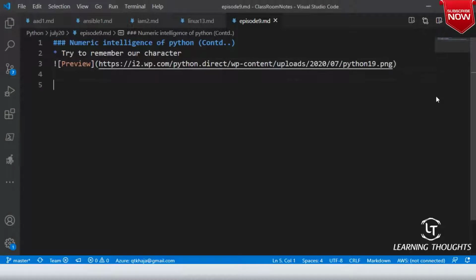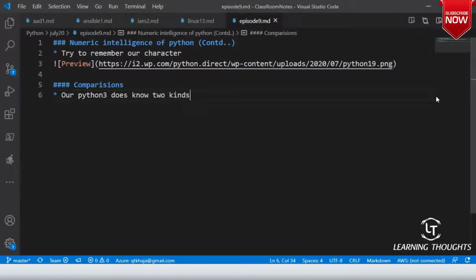Right, sir. Now, the topic which I want to start is comparisons. So in Python, or our Python 3, our character does know two kinds of comparisons. The first comparisons are normal comparisons. The second comparisons are something which it calls chained comparisons. Normal comparisons and chained comparisons. So normal comparisons are very much simple.